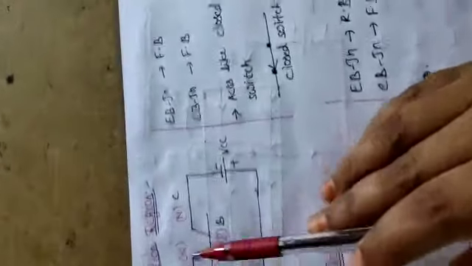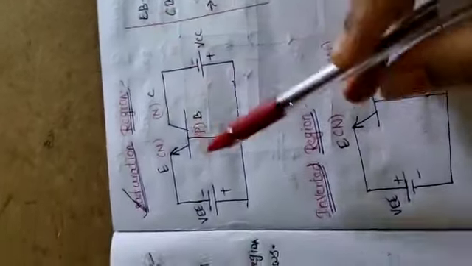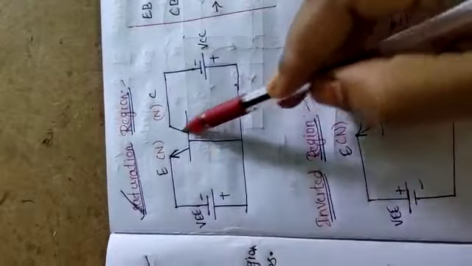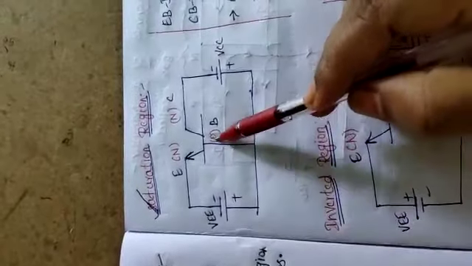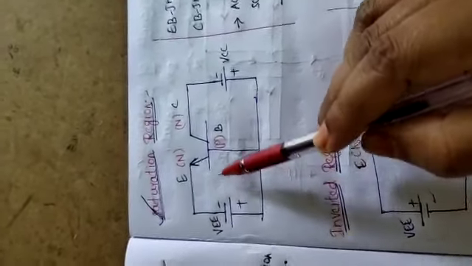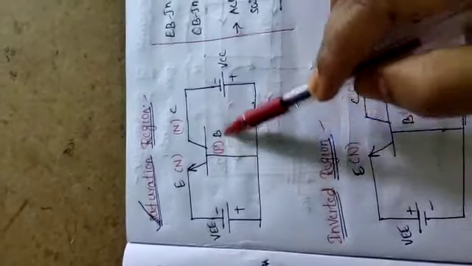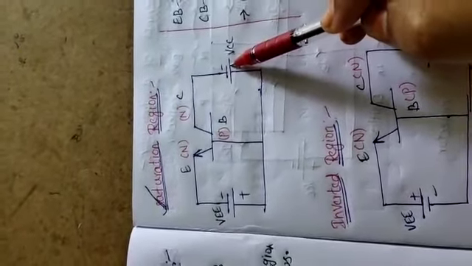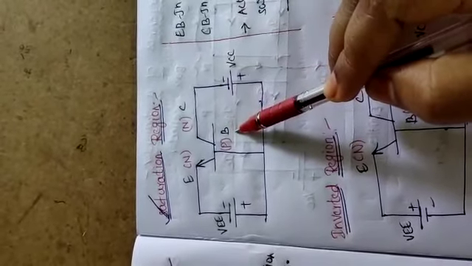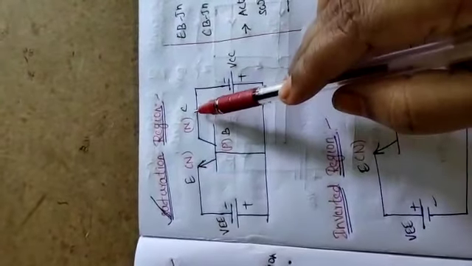Next, the third region, saturation region. In saturation region, emitter base junction and collector base junction are both in forward bias condition. Here, for the emitter base junction, emitter N is connected to the negative terminal of the battery and P to the positive terminal, so that the emitter base junction is in forward bias condition. In a similar way, for the collector base junction, N is connected to the negative terminal and P to the positive terminal, so that the collector base junction is in forward bias condition. So both junctions are in forward bias condition.